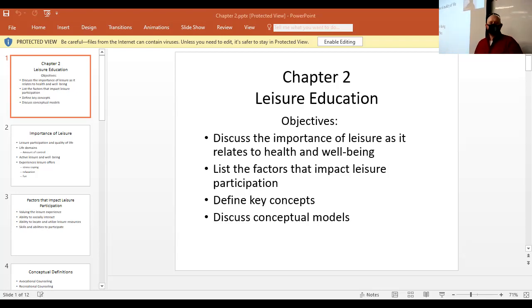We need to get the point out that active leisure runs parallel with well-being. We all know that inactivity is not a positive thing, and that sitting around, not only does it affect your health, but what does it do to your mental state?